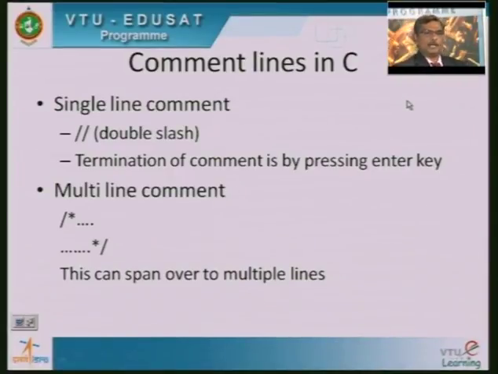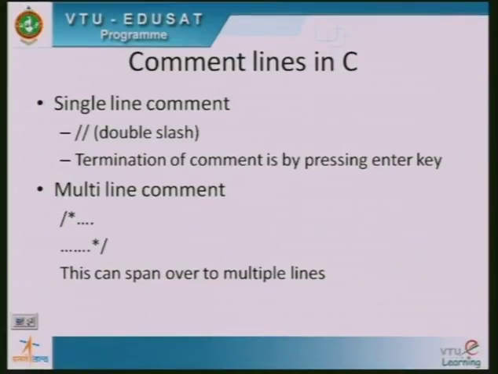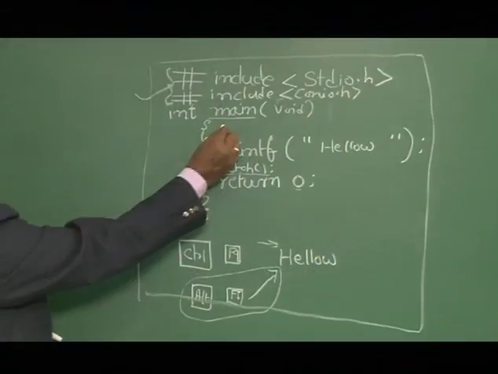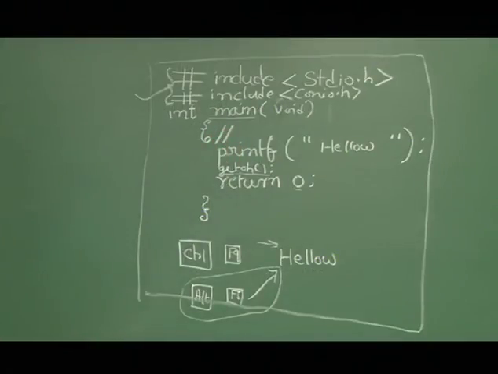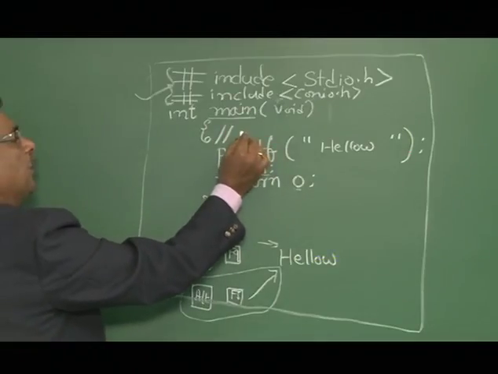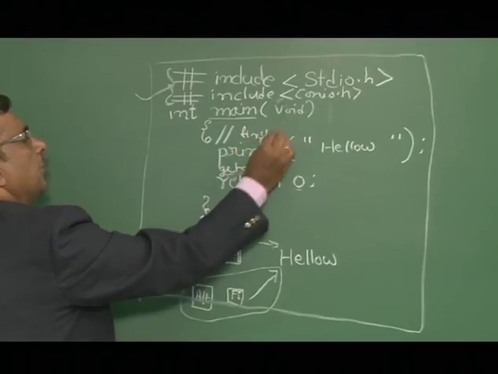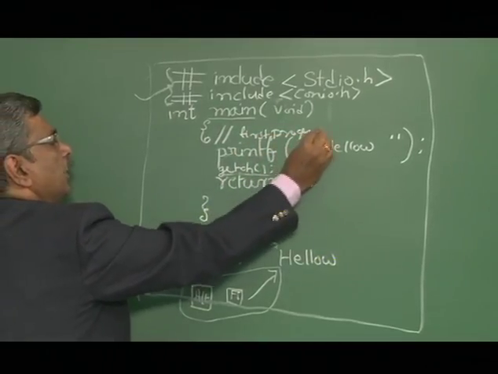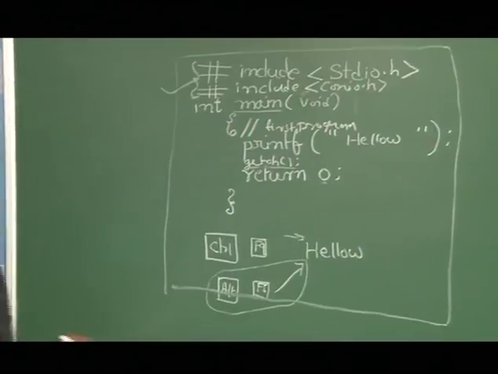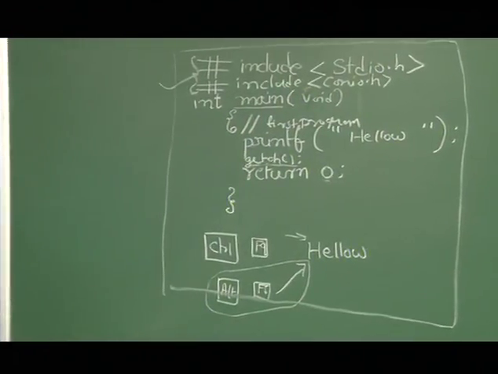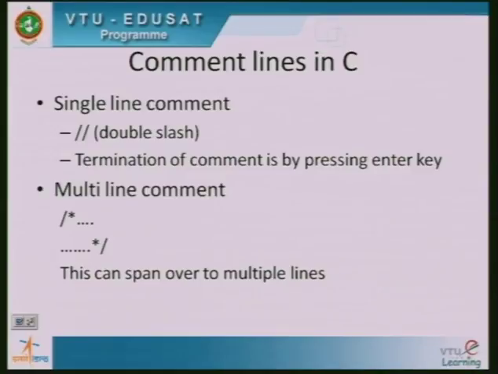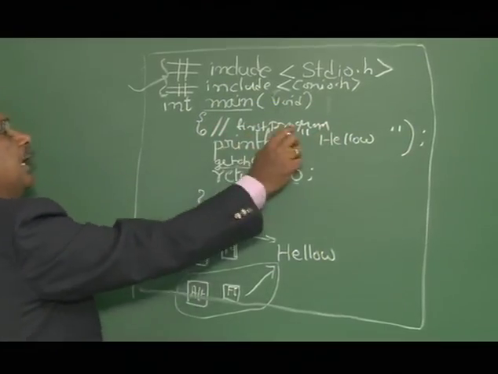Whenever you want to write any comments in the programming, you use comment lines. Two slash symbols indicate that this line is a comment. Whatever you type after it in this first program indicates that this line will not be taken by the compiler. It is a comment line. A comment is terminated by pressing the enter key. After typing this, if you press enter, this line will be taken as a comment.